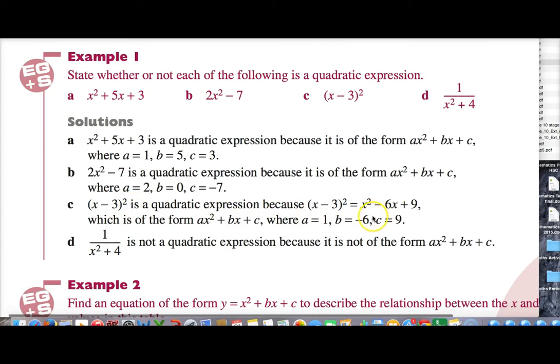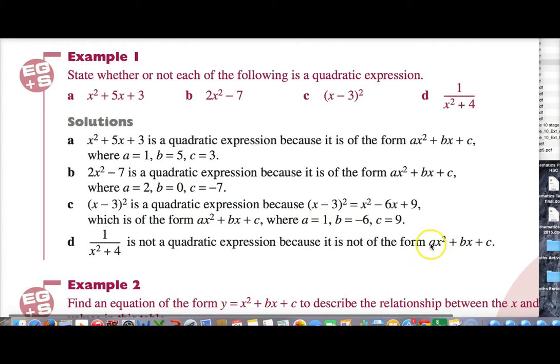Remember we did perfect squares? That's got an x squared term. The last one is not. We don't have 1 over x squared. That's not a quadratic. That's actually some type of squared hyperbola of some sort that you'll learn about later. So the last one is not.